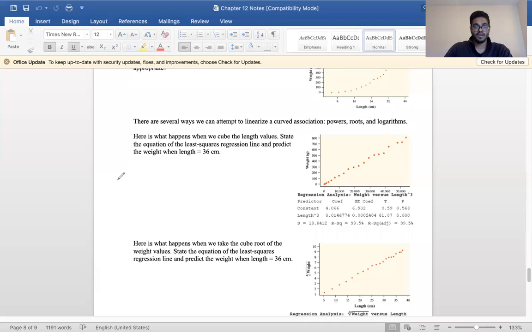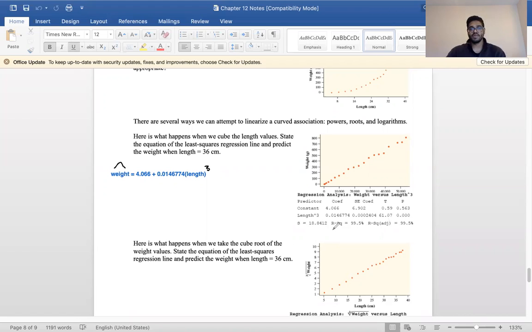So now if I write this, I write weight, and that's my y, is equal to the constant 4.066 plus 0.01467774 times length, but we've cubed all the lengths, so this is to the third power. And remember, when we're doing our predicted, we put a hat on top of our y's. So you get something like this, right?